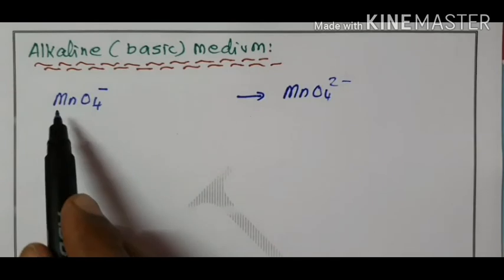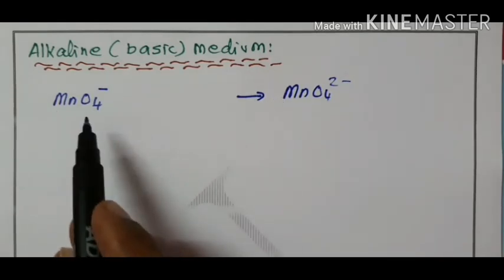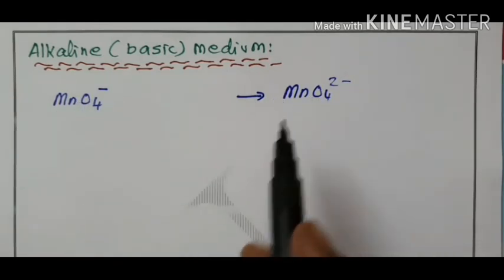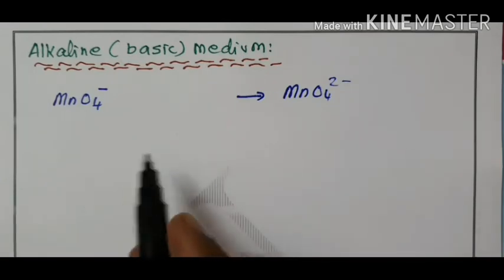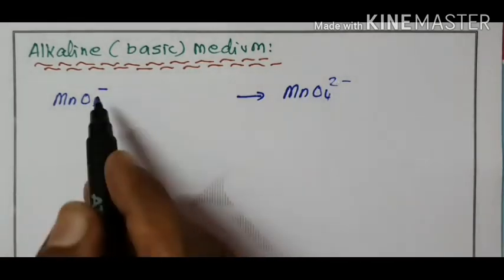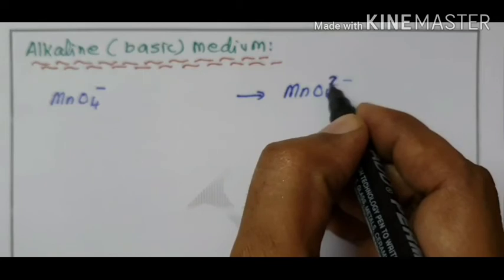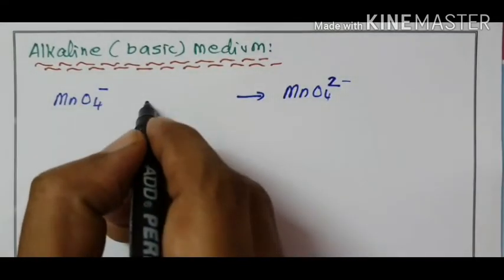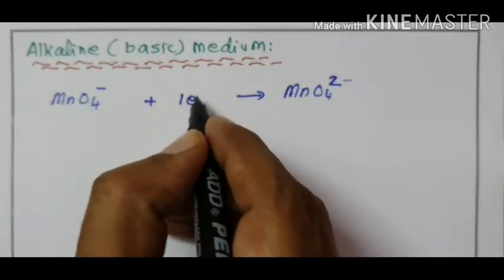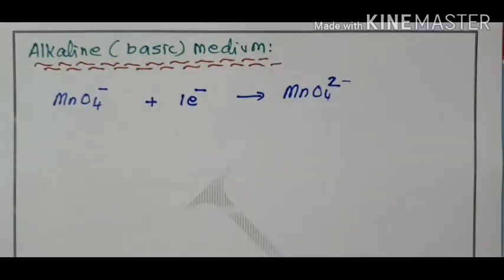Now we have to balance the equation. 1 manganese, 1 manganese, 4 oxygen, 4 oxygen, no hydrogen. Therefore, we have to balance charges. Right hand side 2 minus, left hand side 1 minus. Therefore, the charge is balanced by adding 1 electron. So, this reaction takes place in which medium? Alkaline or basic medium.